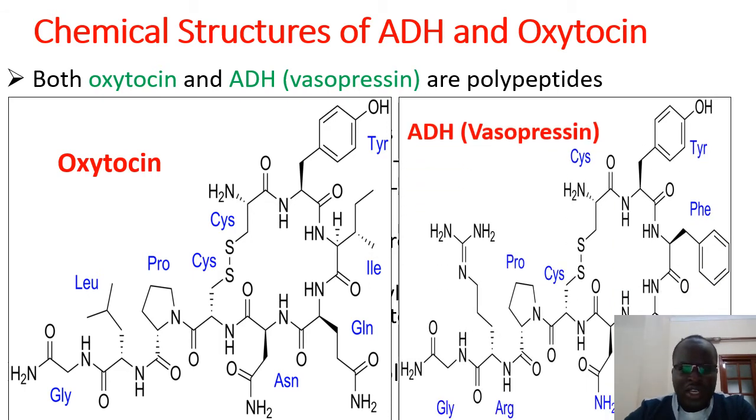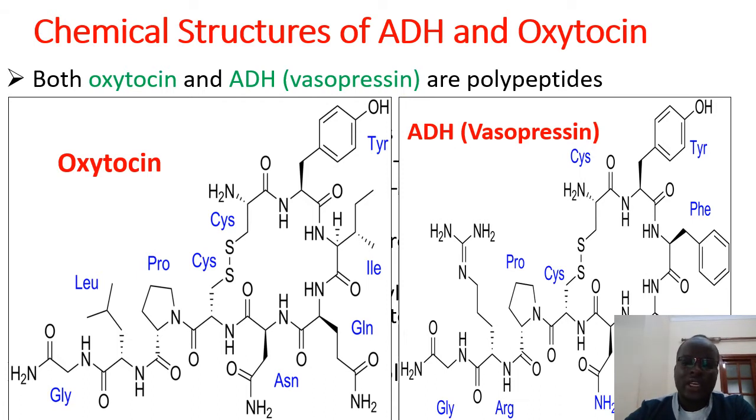So the oxytocin and ADH, you can see from this diagram that the structure is almost the same, but on amino acid number 3 and 8 we have differences. In oxytocin, we have leucine and isoleucine. But in that of ADH, we have phenylalanine and arginine. That's why the other name for vasopressin is referred to as arginine vasopressin, because of this arginine that is found in the structure of vasopressin.